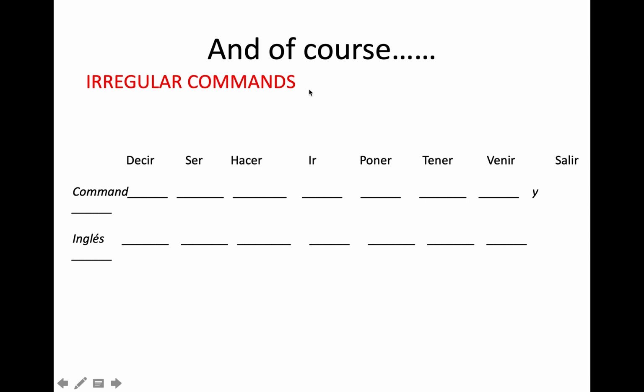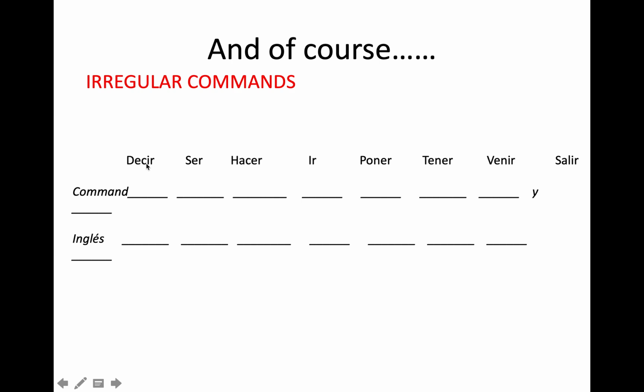Now, take out ser and ir for a second. All these verbs except for ser and ir, decir, hacer, poner, tener, venir, and salir, in their yo form, they're go verbs. Remember that decir becomes digo, hacer becomes hago, poner pongo, tener tengo, venir becomes vengo, and salir becomes salgo. Well, to get the command forms of those verbs, remember we're not talking about ser and ir, we'll look at them in a second. Just put them in their yo form and take off the go.